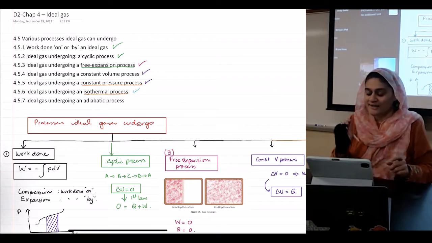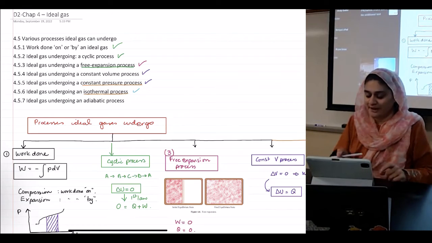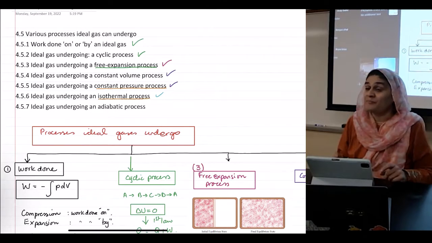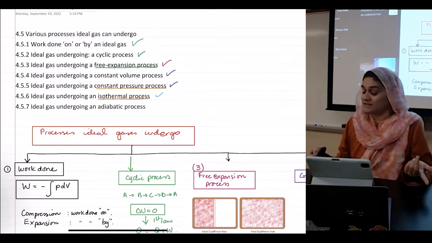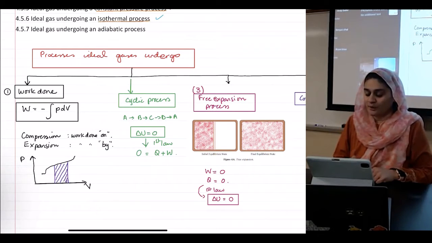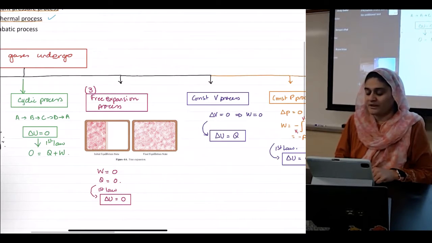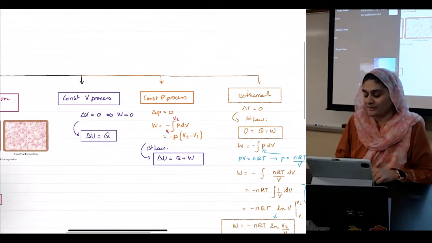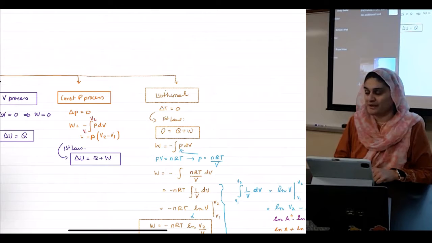Okay, so guys, this is what we were doing last time, right? We were talking about ideal gases, and all the different processes the ideal gas can go through. We first talked about the work done, then we talked about the cyclic process, the free expansion, constant volume processes, constant pressure processes, and isothermal processes.